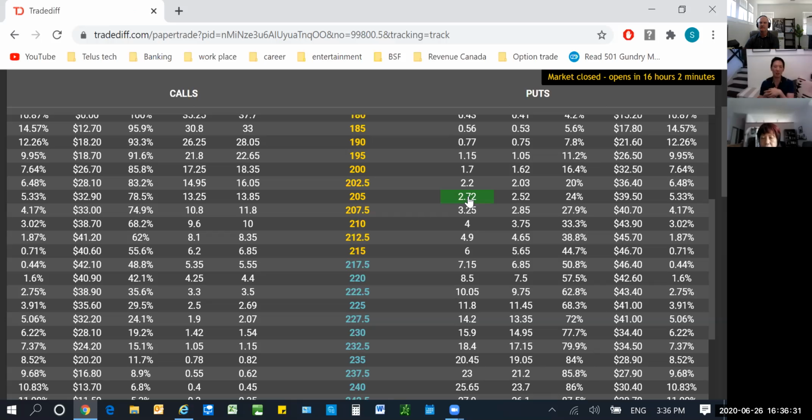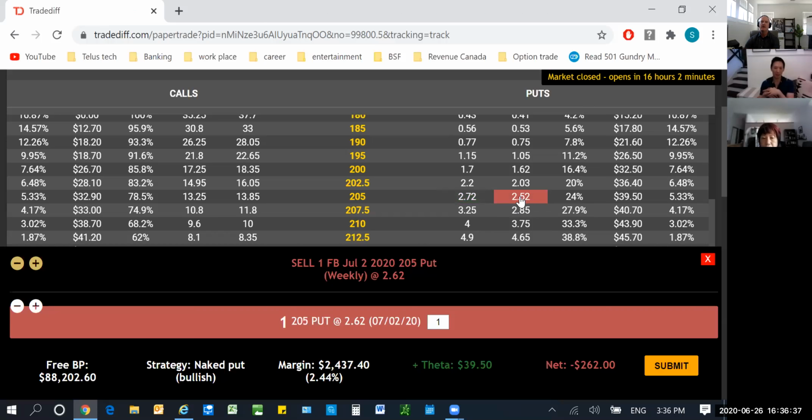So click on the 252 ask. Sell right here. There you go. Red is always sell. Green is always buy. Okay, I'm selling. You've got to read those values right there below the free naked put margin data. My strike is 205. I'm selling a put, collecting a credit of $2.62, and it expires next week, July 2nd, on Friday. Submit.